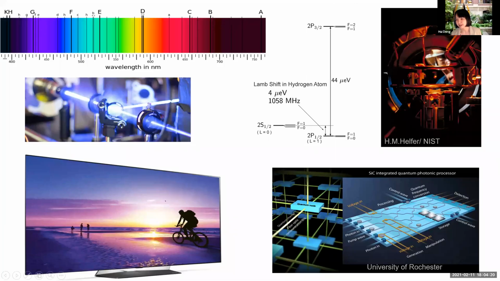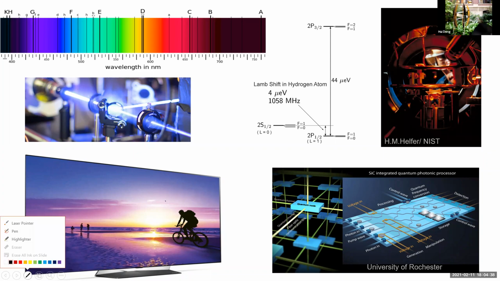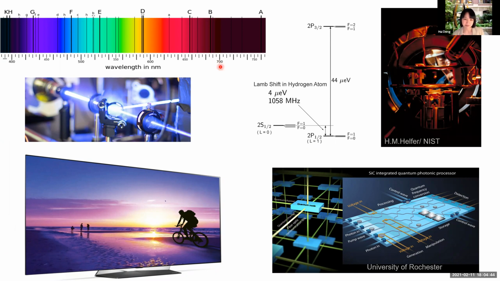So why matter-light interactions? That's actually at the foundation of modern science that starts from where we realized quantum mechanics is at play in nature. Let me turn that laser pointer. Right, from the absorption spectrum of sunlight till where we see a shift of the energy levels due to vacuum fluctuations of electromagnetic modes that leads to the Lamb shift.